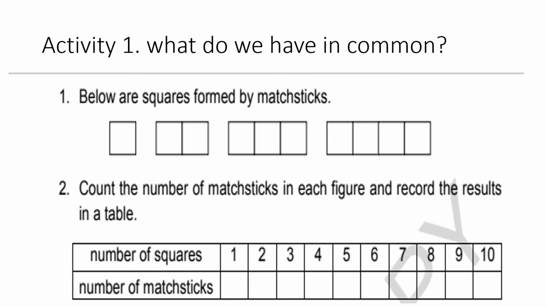Say for example, the number of squares. We need to form one square out of the matchsticks. How many matchsticks are needed to form a square? It is obvious that you need four matchsticks to form a square. How about if you need to form two squares out of the matchsticks? Simply, you need seven matchsticks.